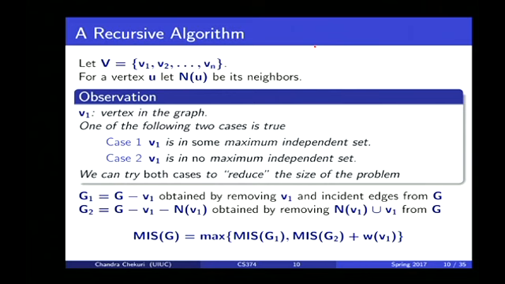Yeah, does that make sense? Okay, simple enough. The idea being that both G1 and G2 are smaller graphs than G, so I am really recursing. Okay, that's the algorithm, right?